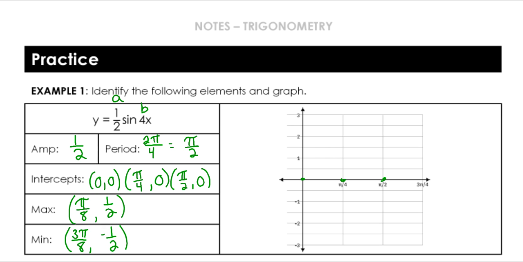So let's plot that max and min. So the max is over at pi over 8, up at a half. And the min is over at 3 pi over 8, which is halfway between pi over 4 and pi over 2. And it's at negative 1/2. So my sine curve looks something like that. And then obviously it would continue on if we wanted it to. So it would go up and then come back down here. So that is what our sine function looks like.